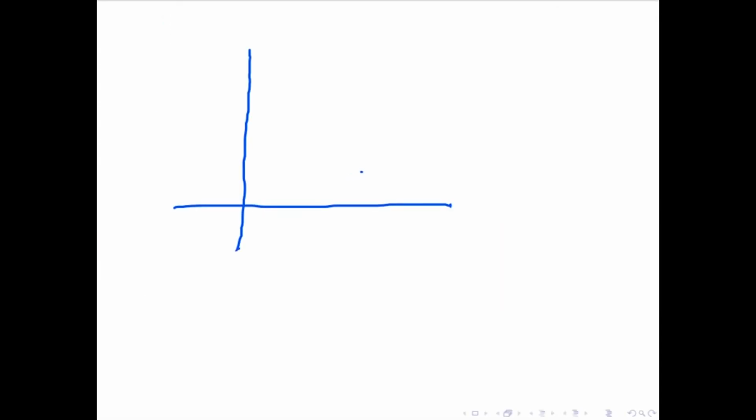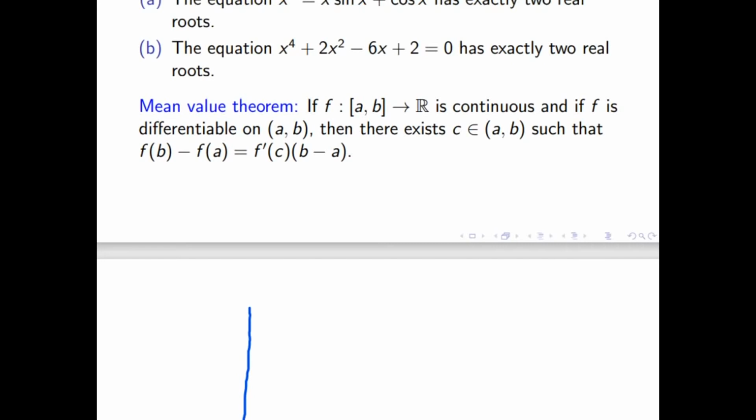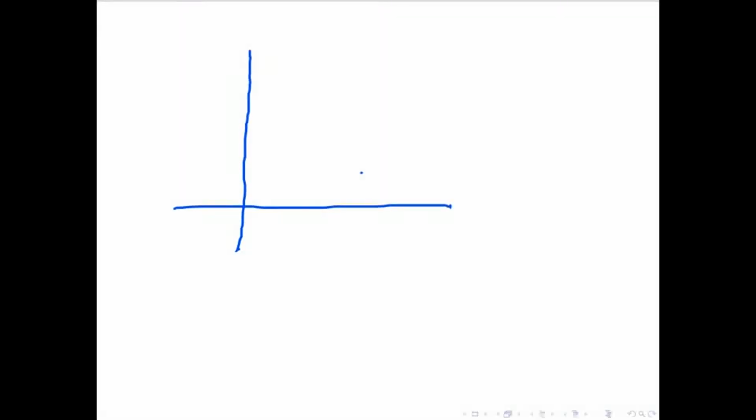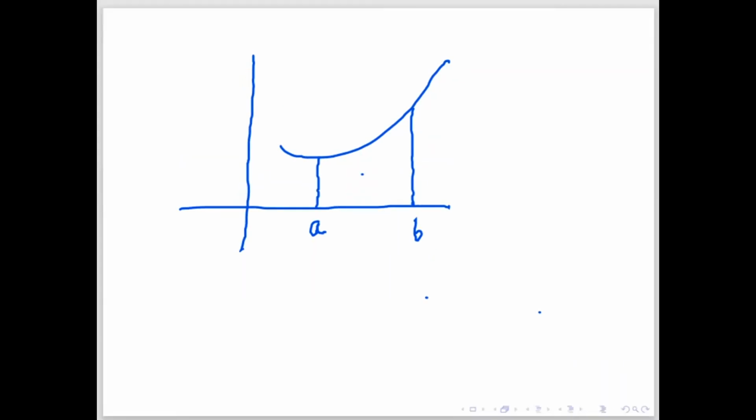So the statement of this is: (f(b) minus f(a)) divided by (b minus a) equals f'(c), if b is not equal to a. Suppose this is the graph of a function. This is point A, this is point B, and you join them with this line.